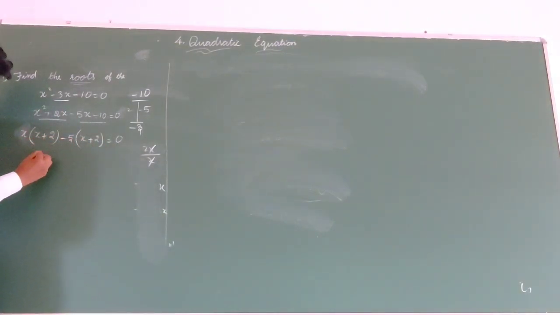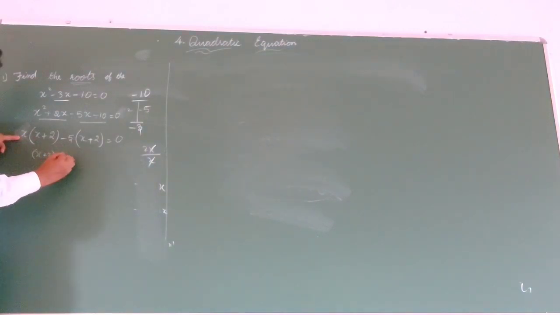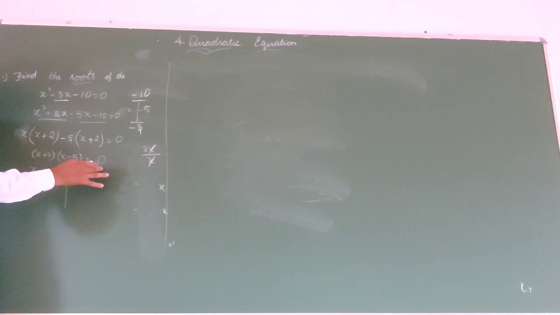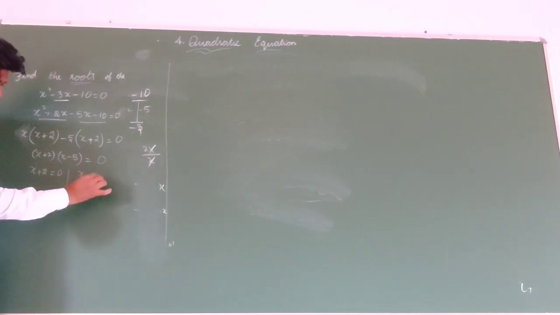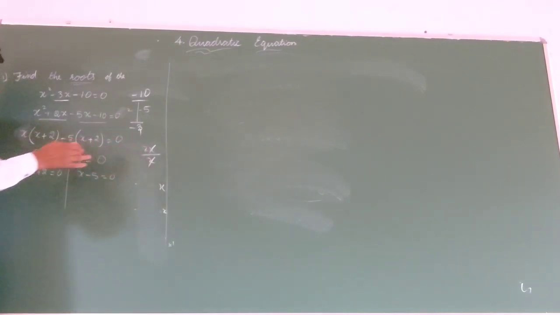Now what can we do? In x plus 2, both have x plus 2, take one common, and what will be remaining outside? Here x, and here minus 5, which is equal to 0, which means we can consider there are two terms, right? So let's take x plus 2 equal to 0. By transposing to that side, it will become 0. Now we can take x minus 5 equal to 0, and by transposing this to that side, it will become 0.